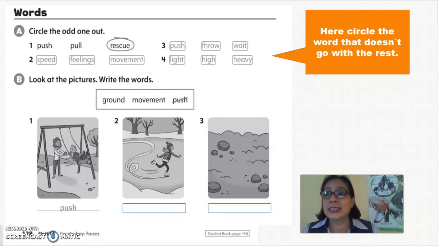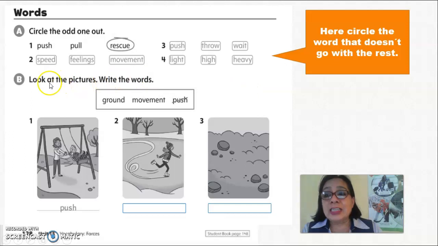Exercise A says circle the odd one out. What is the odd one? It is the one that doesn't go with the others. For example, push and pull are opposites. Rescue is a very different verb. That's why you circle it. Speed, feelings, and movement. Which of these 3 words doesn't go with this list? Push, throw, and weight. Light, high, and heavy. Here, circle the word that doesn't go with the rest.